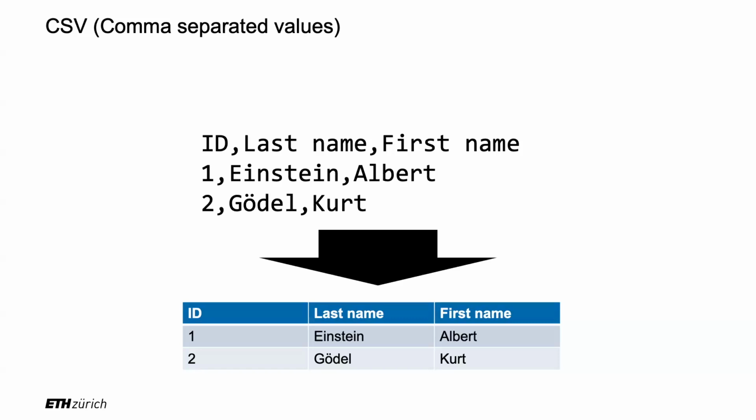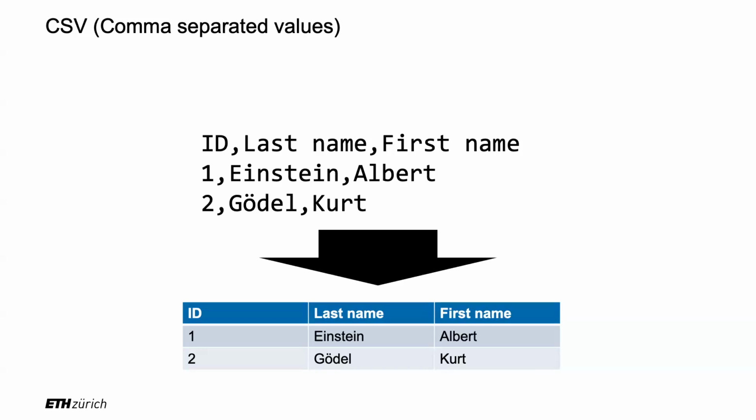And comma-separated values, because you have the commas that separate. So ID, last name, first name, these are the three columns. This is called the header line, which has the headers. And then the other two rows are the records. And you have 1, Einstein, Albert, and you see the commas are used to separate the columns.